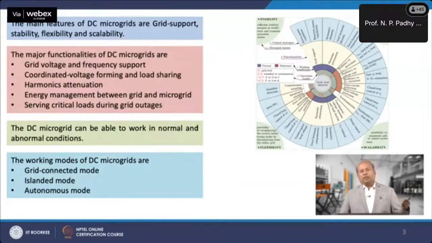Though we have discussed this during the slide, just for your more attention, I thought it would be good to repeat it again for your better understanding. Furthermore, the DC microgrids are able to work in normal as well as abnormal conditions.